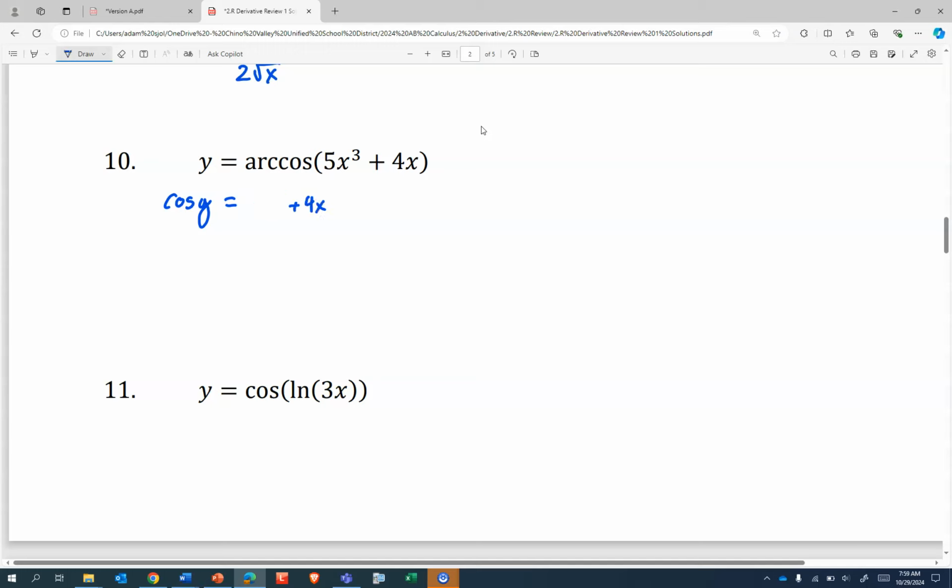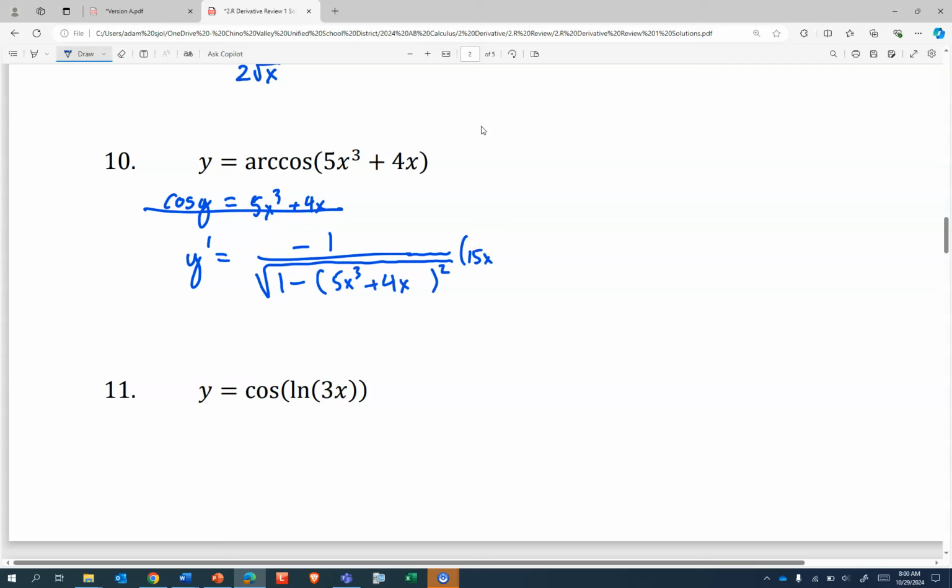Okay, so derivative of inverse cosine is negative 1 over the square root of 1 minus the input squared. Normally it's 1 minus x squared in there. And that input is 5x cubed plus 4x, which has a rate of change of 15x squared plus 4.